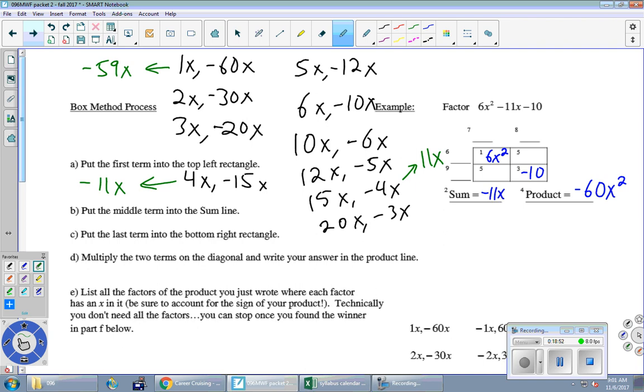Okay, so that means that we get to put in the 2 boxes, 4x and negative 15x. We can put them in either order, but let's all put them in the same order. I'll put a negative 15x up here and a positive 4x there.